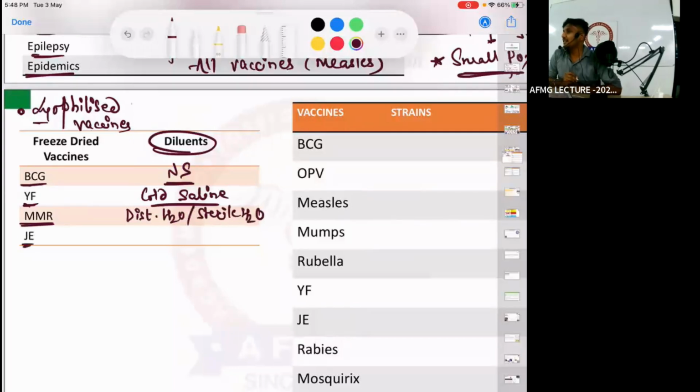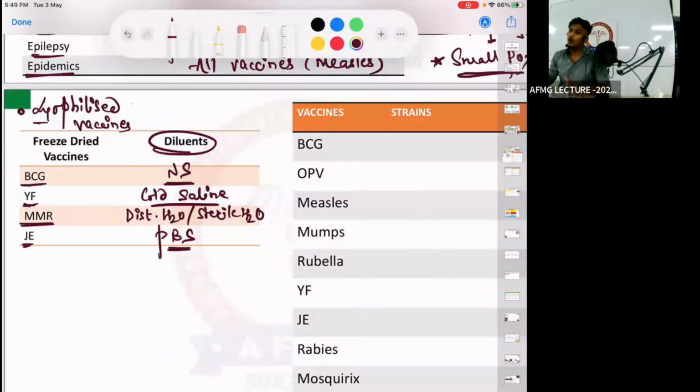For Japanese encephalitis, we will use phosphate buffer saline or phosphate buffer solution. Quickly: for lyophilized vaccines, we use a diluent and the process is known as reconstitution. For BCG, we use normal saline; yellow fever, cold saline; MMR, distilled water; Japanese encephalitis, phosphate buffer saline.